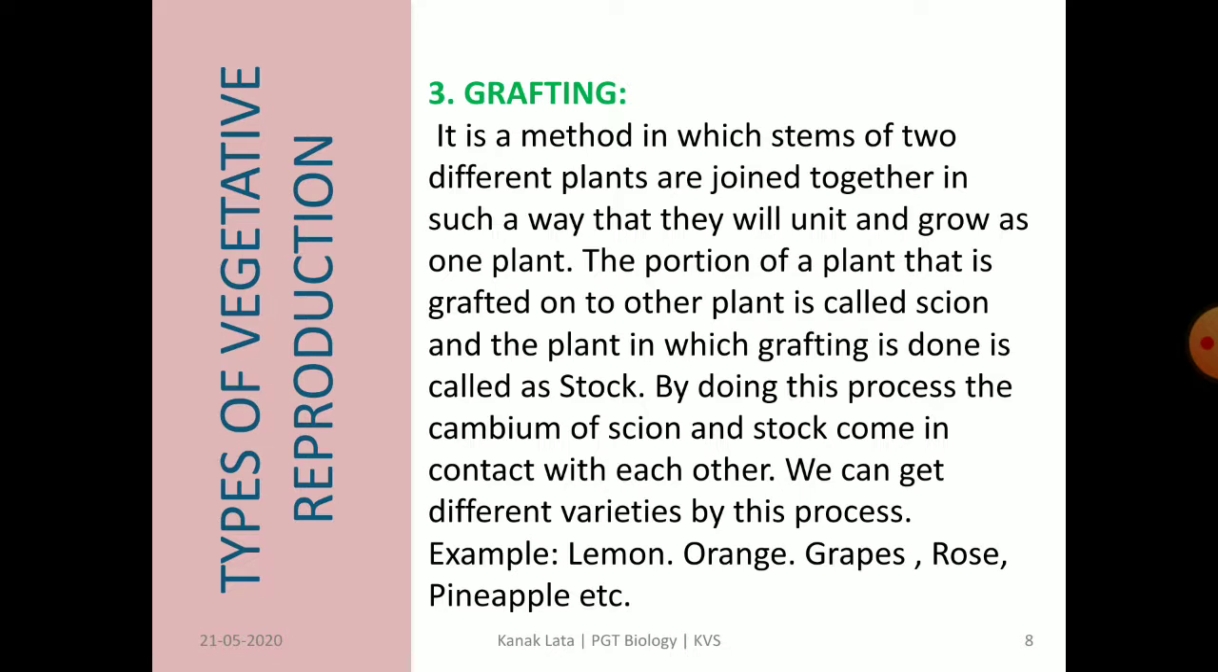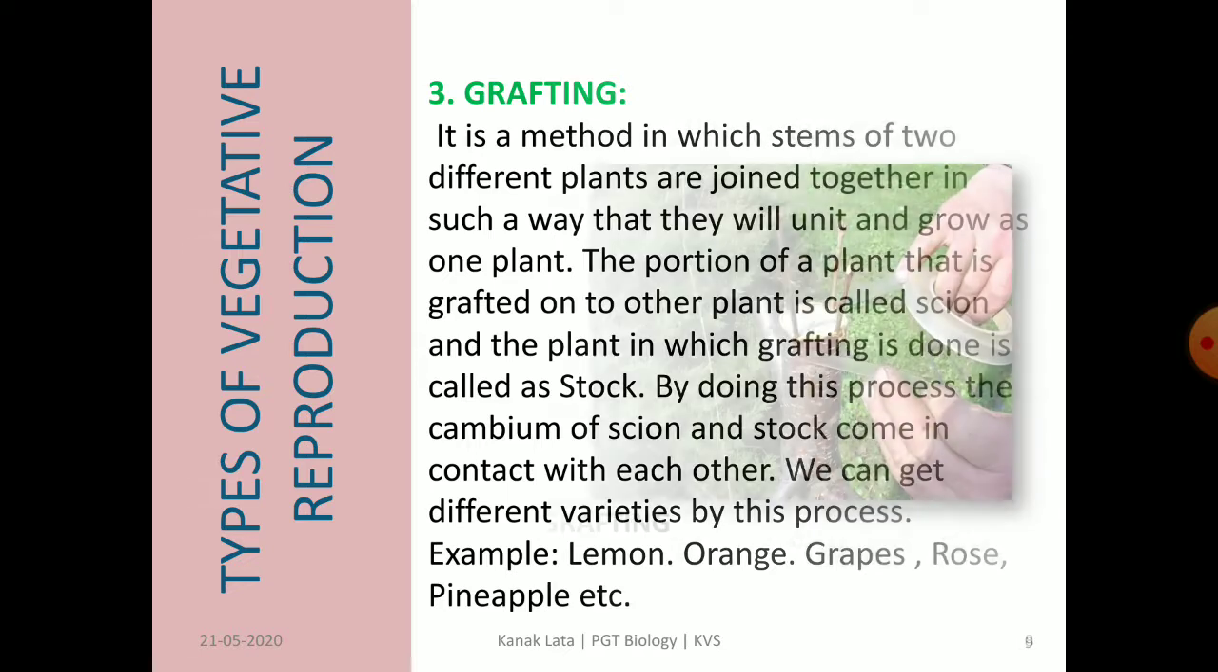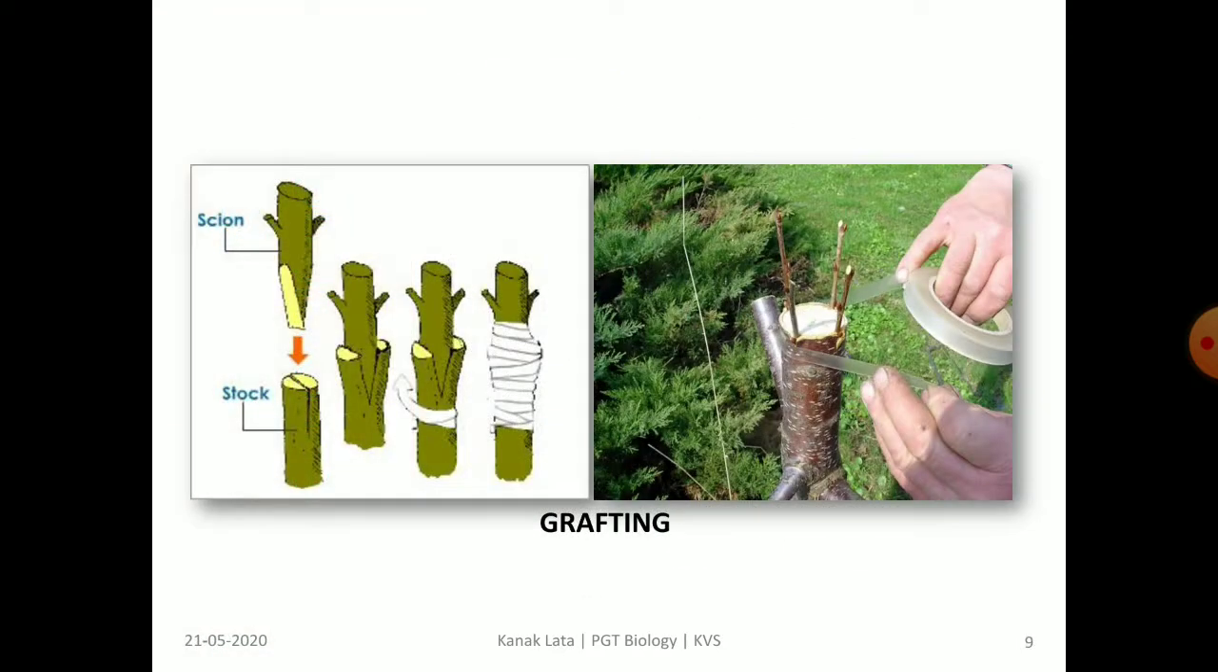When we join scion and stalk, the cambium, that is the meristematic tissue of both, come in contact with each other and new plants will appear from here. By this method of vegetative propagation, we can get different varieties of lemon, oranges, grapes, rose, pineapple, etc. You can observe here the process of grafting and how it is done.